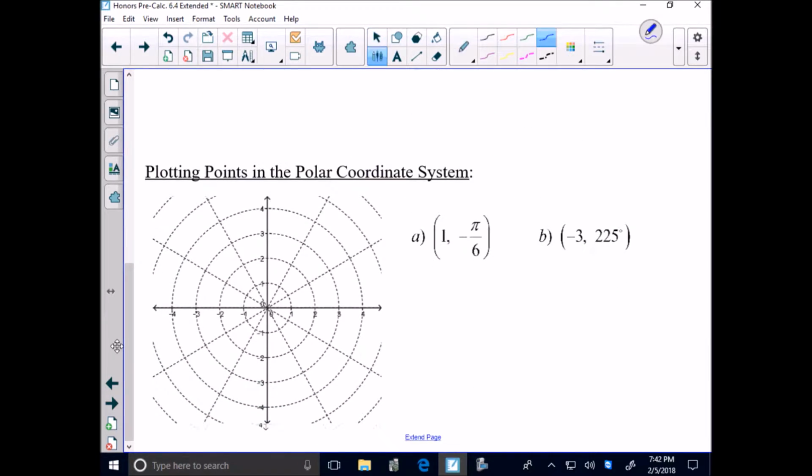The next point we want to look at is the point (1, -π/6). And so right here, what we're basically saying is that -π/6 is going to be a rotation down into the fourth quadrant, and then we're saying that our point is going to be a length 1 unit away in that direction of π/6. So if we're plotting this point, we would rotate down to that first stop in the fourth quadrant, and then we would go out a length of 1 in that direction.